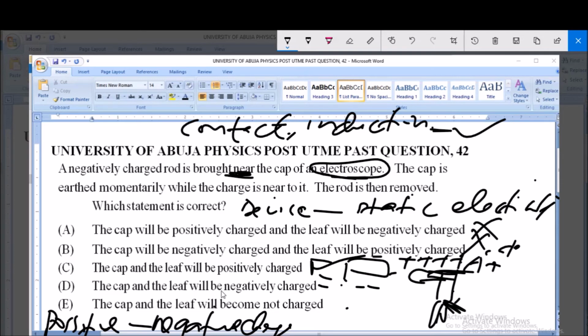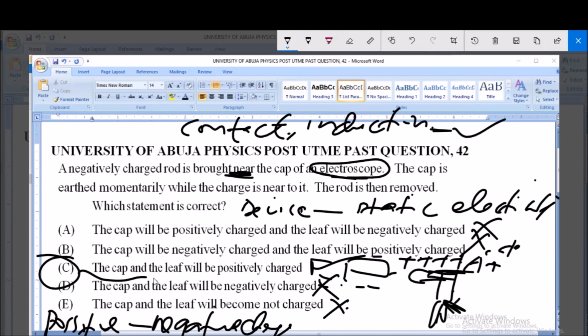So C is correct. D says the cap and the leaf will be negatively charged. That is wrong, because it is a negatively charged rod, so it must have an opposite charge. If it was by contact, it would be negatively charged, because by contact the charge transferred is the same as the charge that was given. Now E, the cap and the leaf will become not charged. That is also wrong. So the correct answer to this question is option C. The cap and the leaf will be positively charged.